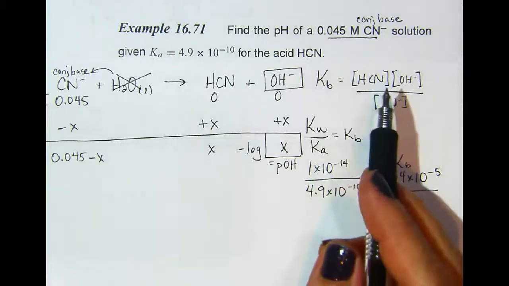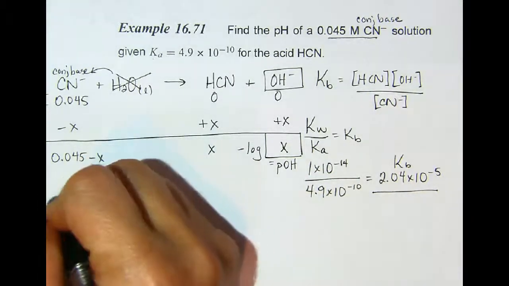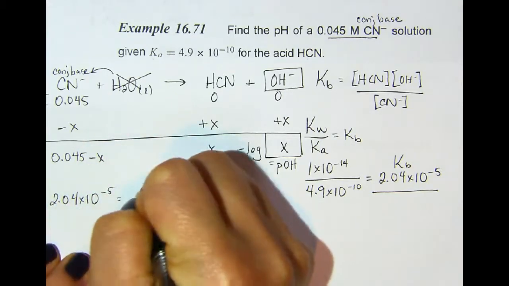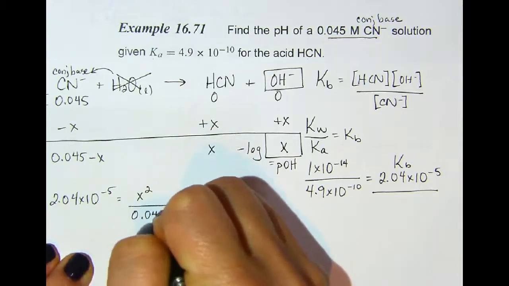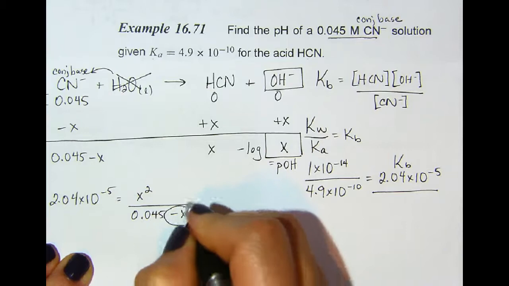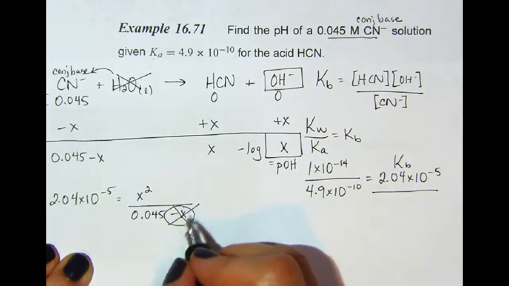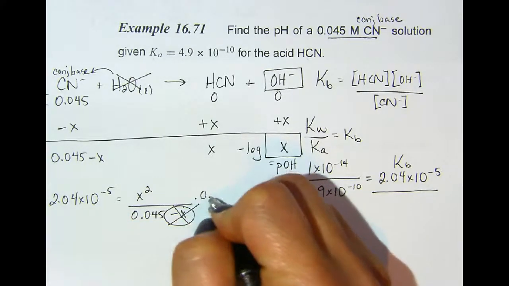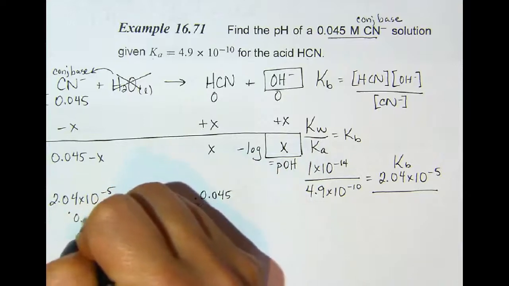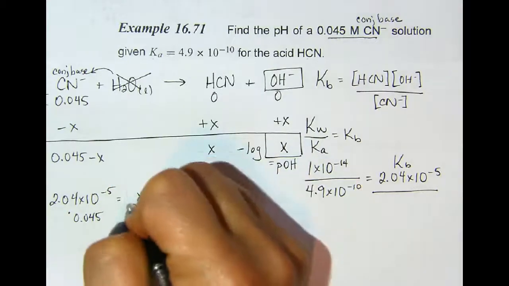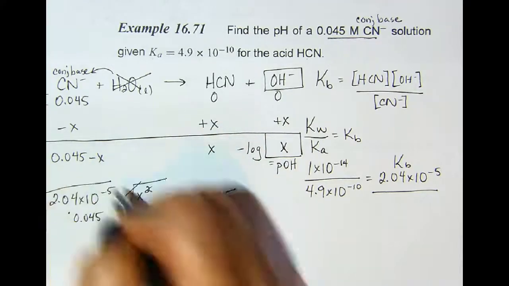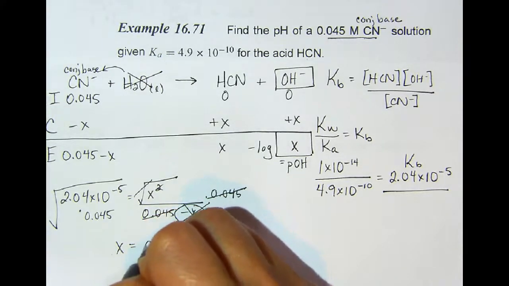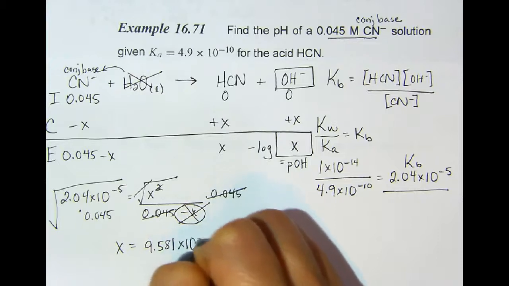Alright, so now I'm going to plug in and solve for x with my equilibrium expression. So 2.04 times 10 to the negative 5 equals x squared over 0.045 minus x. We're going to consider this an approximation. We're going to get rid of that minus x because this is smaller than 10 to the negative 4. So I'll multiply both sides by 0.045, which cancels over here. I'll take the square root of both sides of this equation, and this gives me an x equal to 9.581 times 10 to the negative 4.